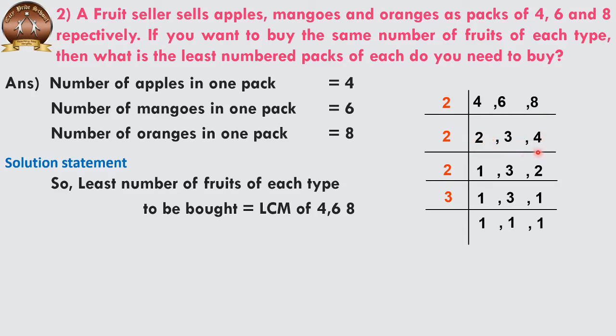Further, 2 and 4 are again divisible by 2, so we use a 2 as a divisor. 2 divided by 2 gives us a 1. 3 is not divisible, so it is written as it is. 4 is divisible by 2 and gives 2. So now the last 2 is divisible by 2. So 1, 3 and 2 become 1, 3 and 1 over here.